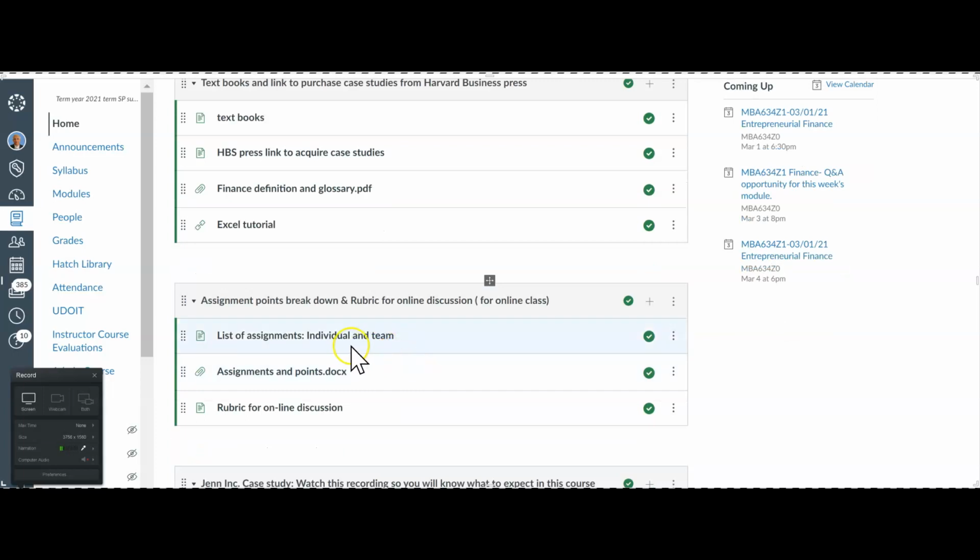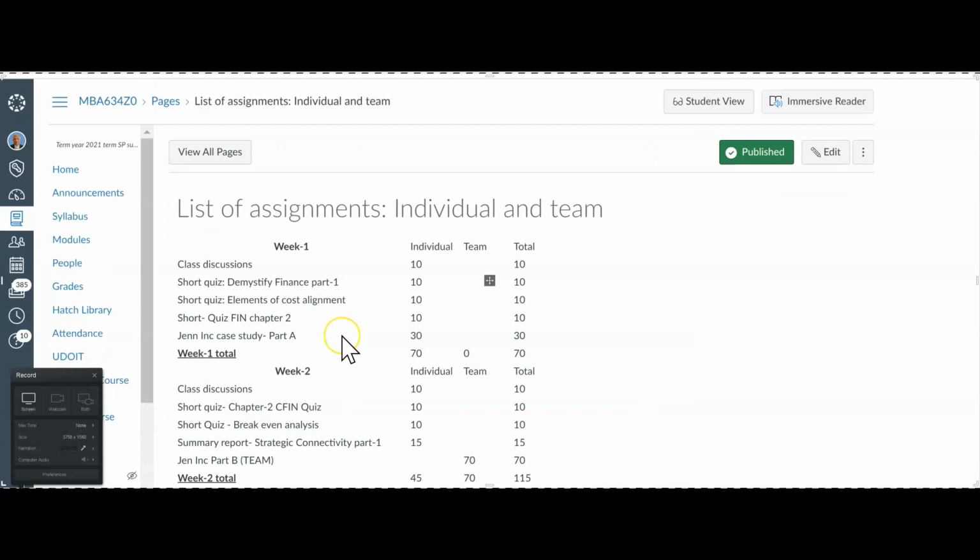Continuing with the assignments, in this section over here I have a list of assignments, broken down by individual and team. This is for all 8 weeks. Each one of these is also added to each week, but here you can see all 8 weeks. Week 1 is all individual. And these are micro learnings, but they're important.